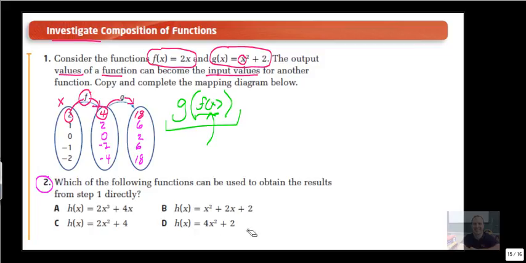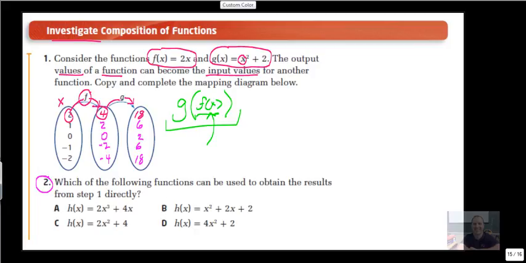Okay, so D was suggested. What did you do? You put a value for x in, and you want to find out if it matches this output value. If we put in 2, 2 squared is 4, times 4 is 16, plus 2 is 18. Good, that one works. Let's try 0. 0 should yield us 2. Well, 4 times 0 squared is 0, plus 2 is 2. So it looks like indeed D is it.